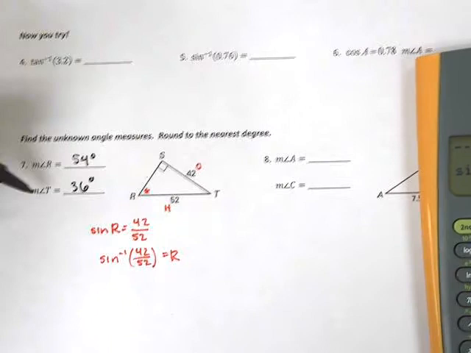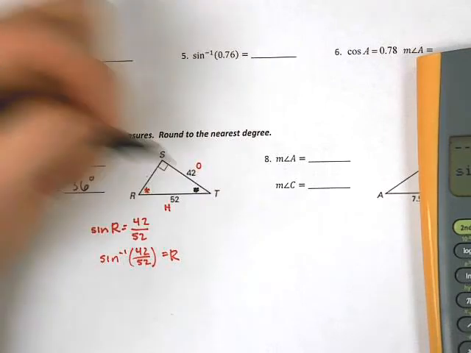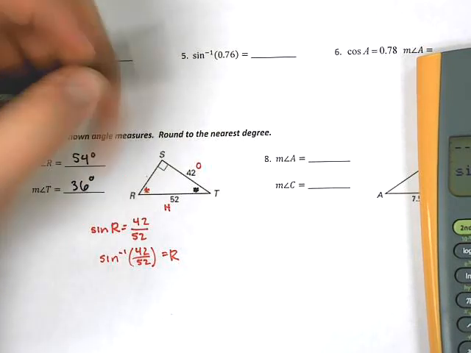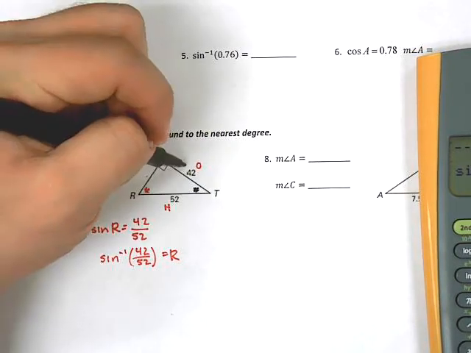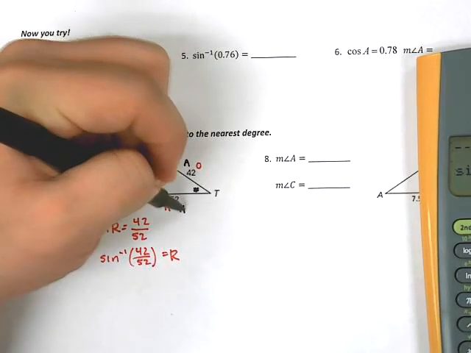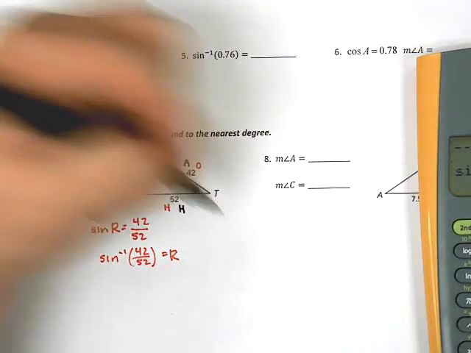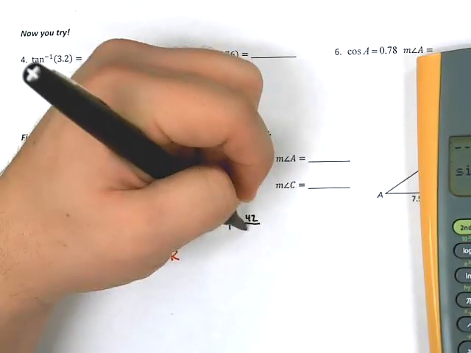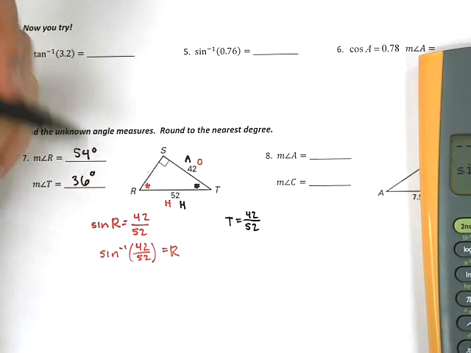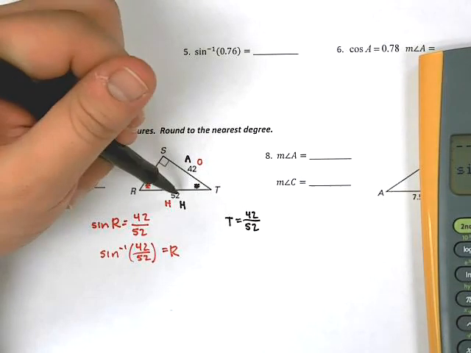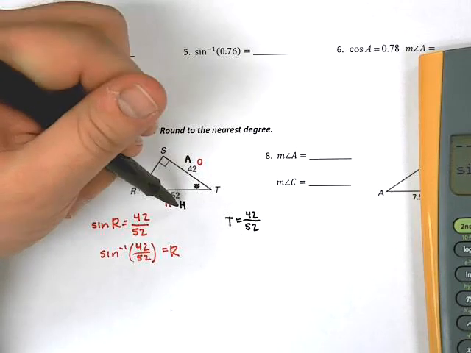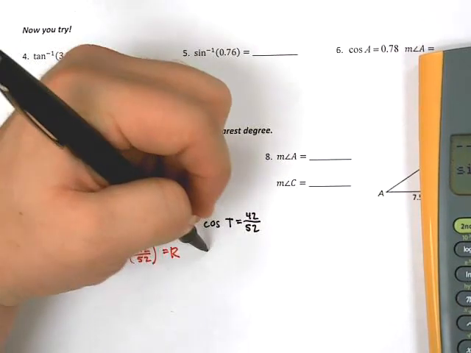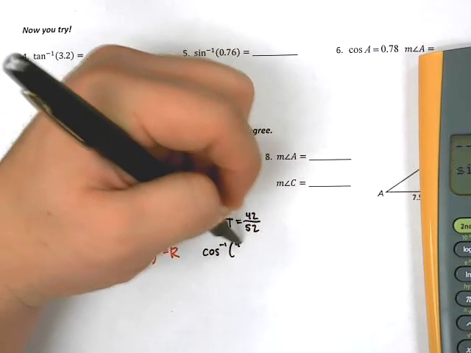Alright, if you are working off of angle T now, well, angle T is here, which changes. This 42 is no longer the opposite side if I'm talking about angle T. It is now the adjacent side, and 52, well, that's still the hypotenuse. So now, if I'm trying to get angle T, and I know the ratio is 42 over 52, I just have to understand that this is not the sine ratio. This is the cosine ratio now. And so now I would go ahead and I would take the inverse cosine of the ratio.